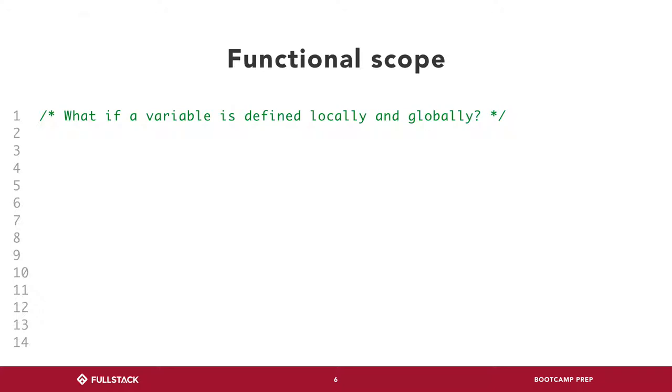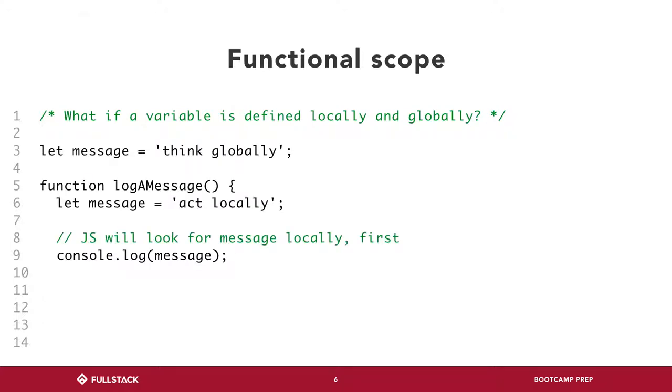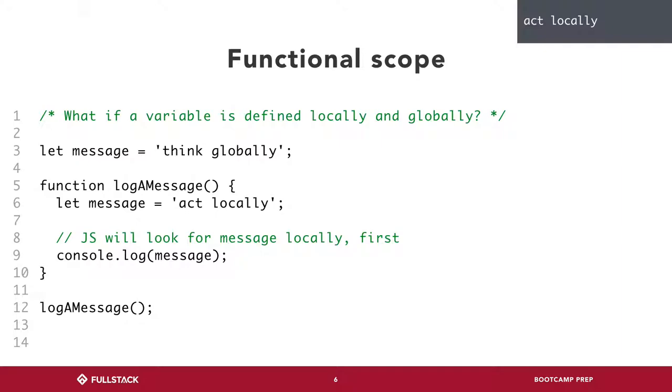So what if a function variable is defined? Do we have any volunteers as to what this will log? Yep, it'll log act locally. So if it was console logged outside the function, it'll come up undefined. No, this time it'll be think globally. Oh, shoot. Yeah, because it's above. There's one above and there's one below, but it goes inside, then out.